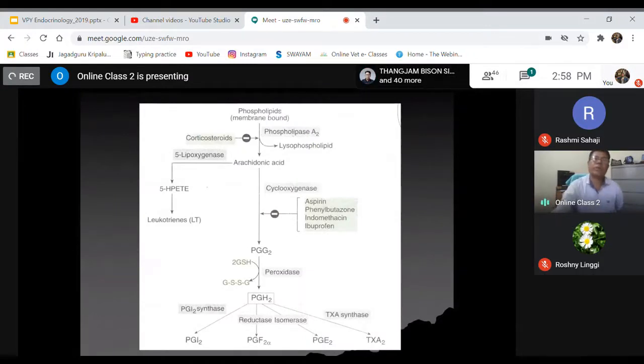See here, you have the phospholipids, which are present as a component of the biological membrane. So the phospholipids are membrane-bound. This is acted upon by phospholipase A2.